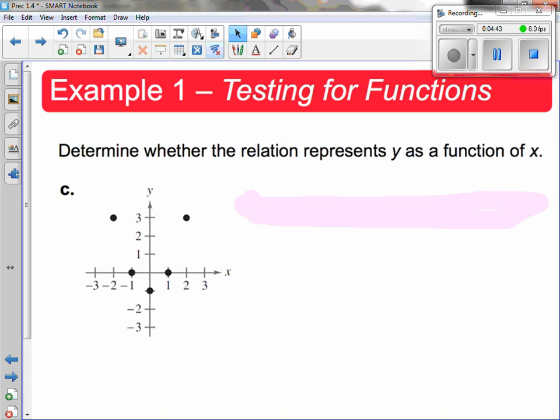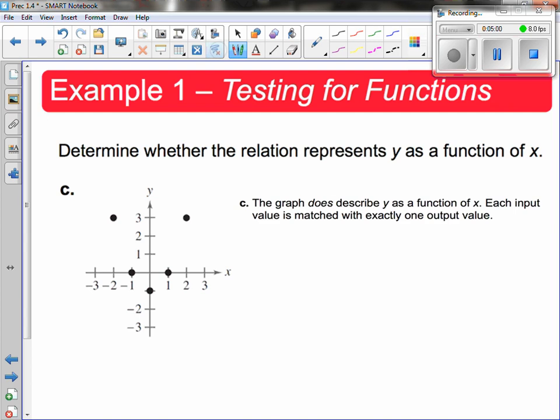Determine whether the relationship here represents y as a function of x. Is this a function? So do we have any 2 points? No. So, yes, it is a function. It passes the vertical line test.